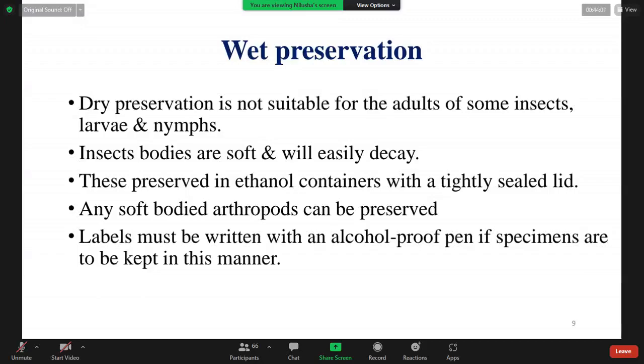And also some insects are soft-bodied and will easily decay. For those insects also we have to go for the wet preservation method. In wet preservation we use ethanol containers with a tightly sealed lid. Any soft-bodied arthropods we can preserve in this wet preservation method. And here we have to write the label with an alcohol-proof pen if we are using this wet preservation method.